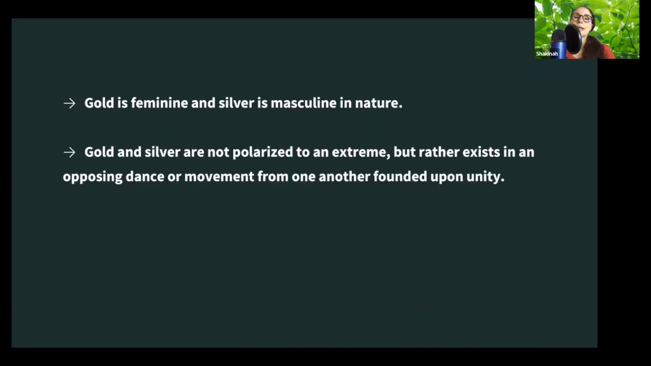Gold is feminine and silver is masculine in nature. Gold and silver are not polarized to an extreme, but rather exist in an opposing dance or movement from one another founded upon unity.